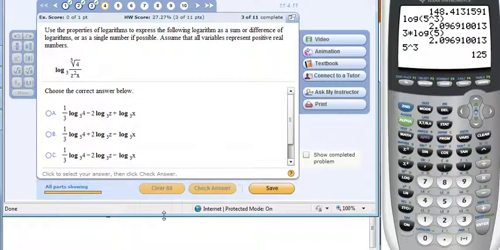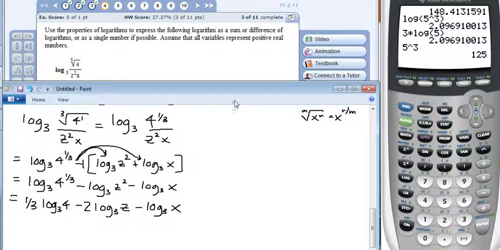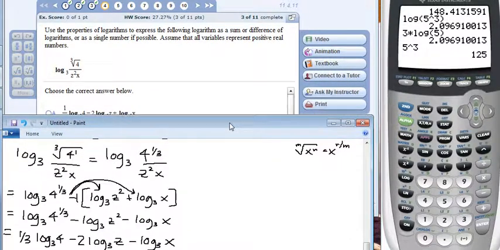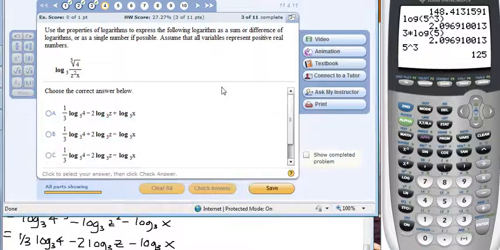Crud. And I can't move this down anymore, can I? Let me go down right there. I'm trying to find this one. 1/3 log base 3 of 4 minus 2 plus. There's that one that you don't want to pick. 1/3 log. Okay, this sign's wrong. That should be a negative. So we'll go down to C.